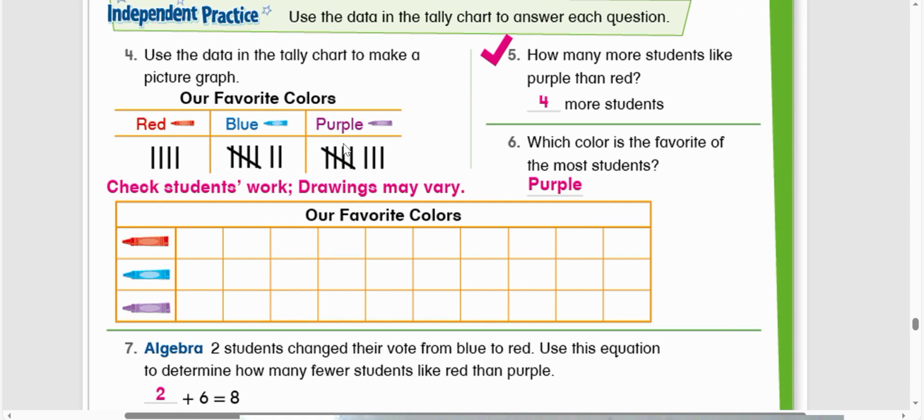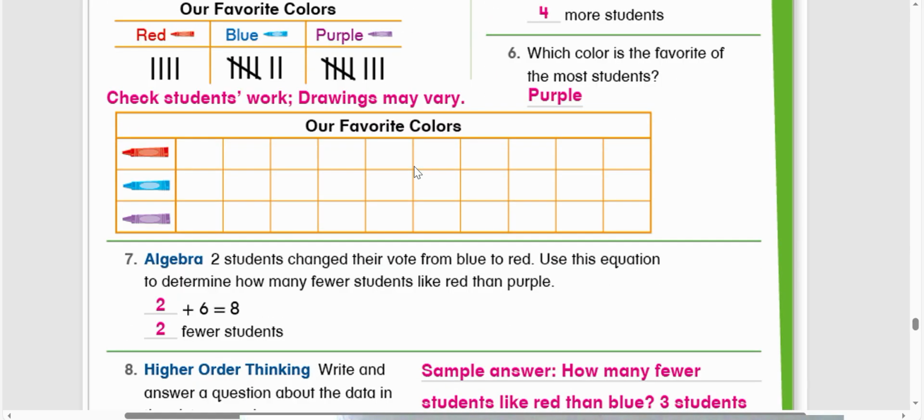Next, you can complete with me this. The number of red was 4, and blue 7. How many more students like purple than red? To be 4 more students. Which color is the favorite of the most students? Here it will be purple. Repeated 8.